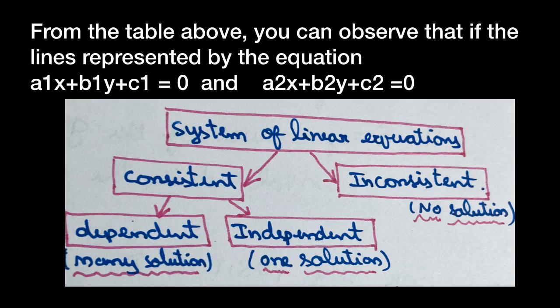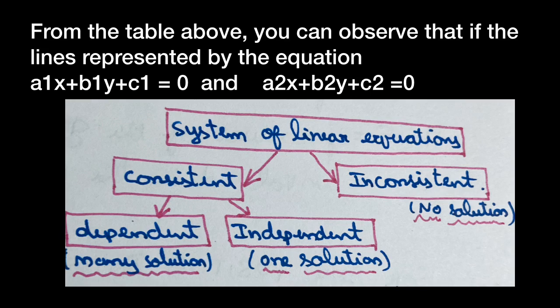I have given the general form of pair of linear equations where a1, a2, b1, b2, c1, c2 coefficients are going to be always real numbers, and a1, b1 and a2, b2 can never be 0 because it is going to be linear equation. System of linear equations can be classified into two major categories that are consistent and inconsistent. Consistent means it will have solution, inconsistent means it will not have solution.